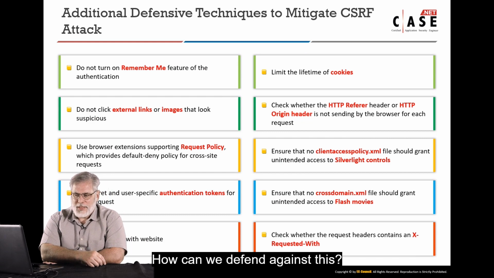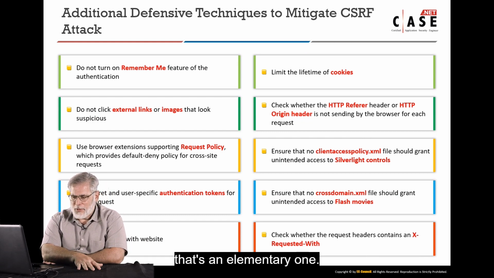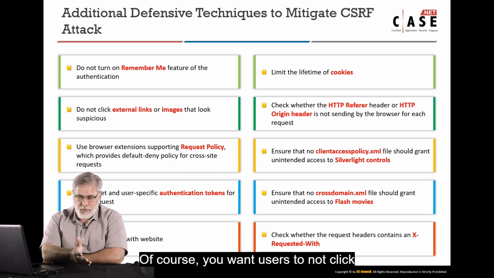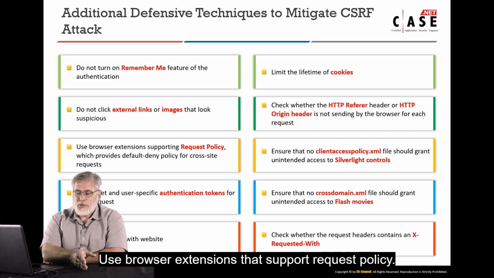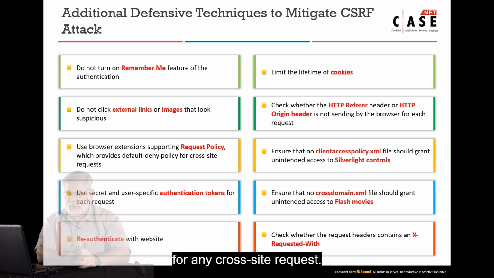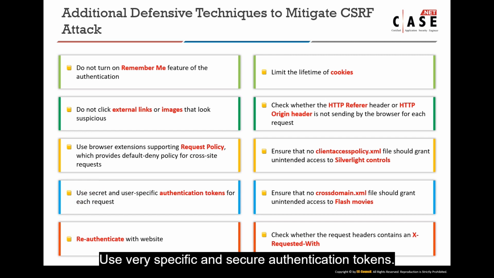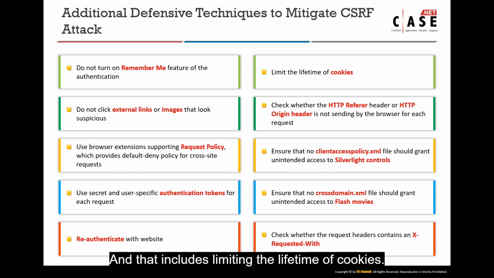How can we defend against this? Well, don't turn on the Remember Me feature. That's an elementary one. Of course, you want users to not click on external links or images, but we can't always guarantee that. Use browser extensions that support request policy, and that provides a default deny policy for any cross-site requests. Use very specific and secured authentication tokens. Re-authenticate periodically, and that includes limiting the lifetime of cookies.